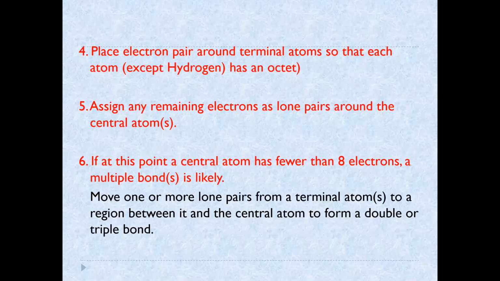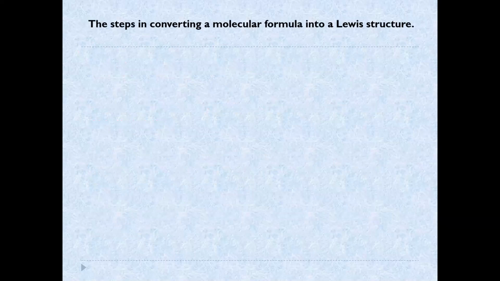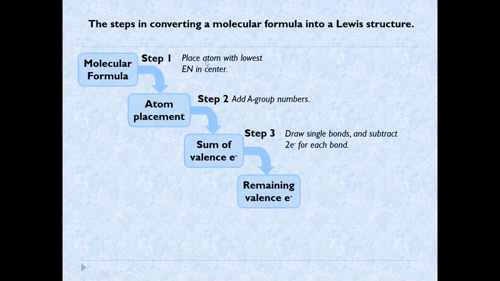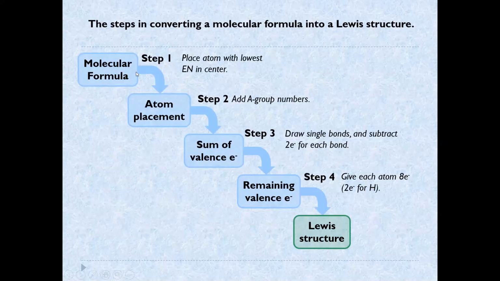You place your electron pairs around your terminal atoms so that each atom has an octet. Then you assign the remaining electrons. These steps, we'll understand better when we do an example. So let's look at an example. Like I said before, you have the molecular formula, you sum the valence electrons, you put the electrons around them, and you get a little structure.